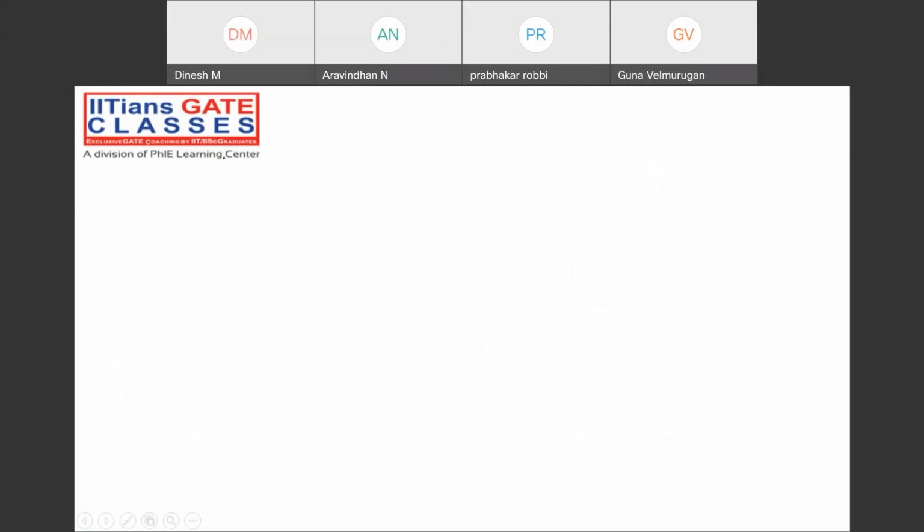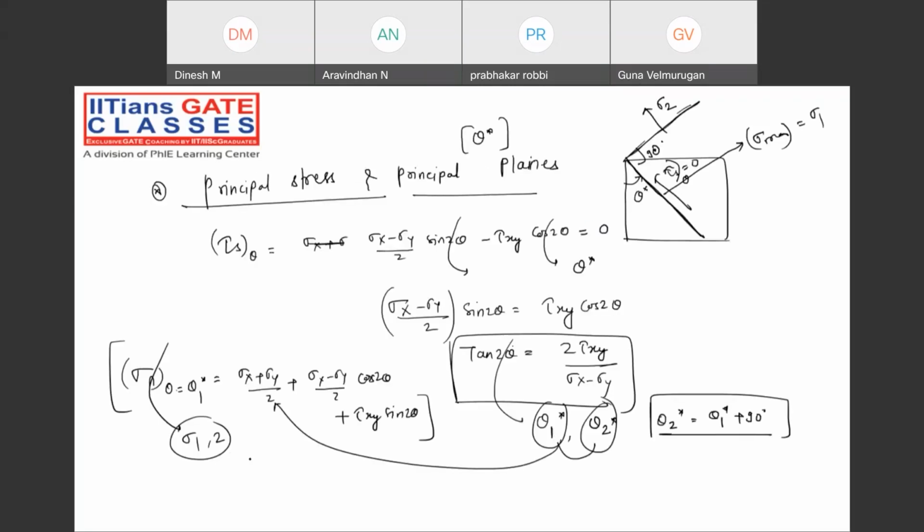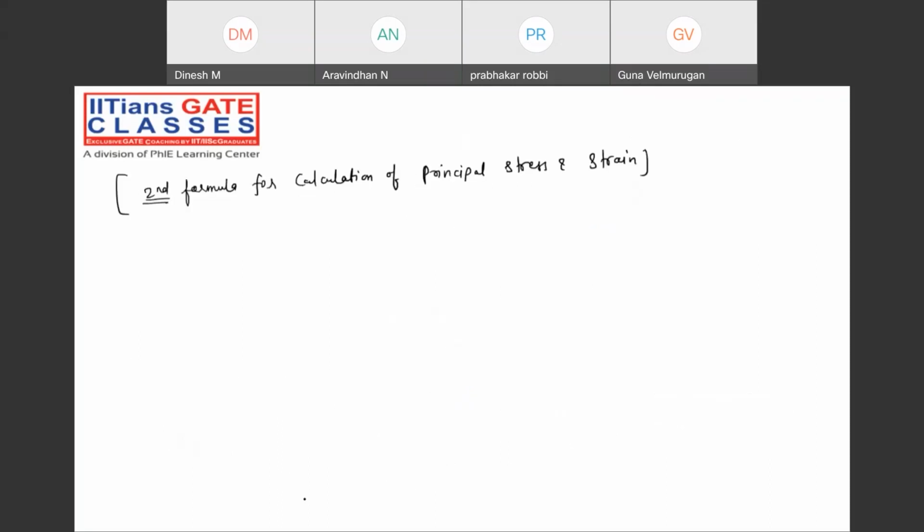Perfect. Note down the second formula for calculation of principal stress and strain. The very first method is that you put theta 1 star into this particular formula and calculate sigma 1, and put theta 2 star into this formula and calculate sigma 2. That is the one way.